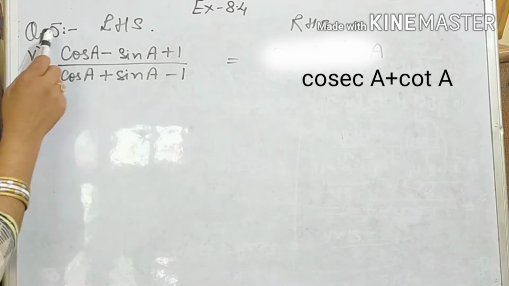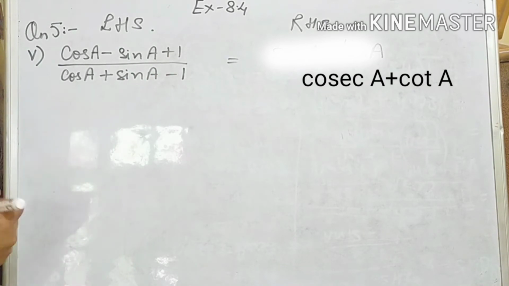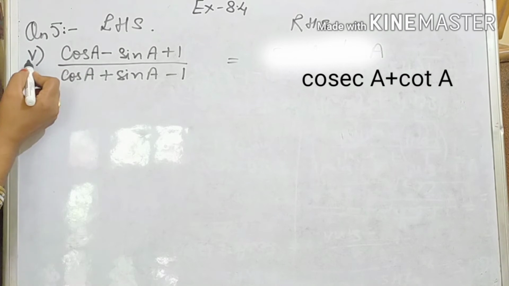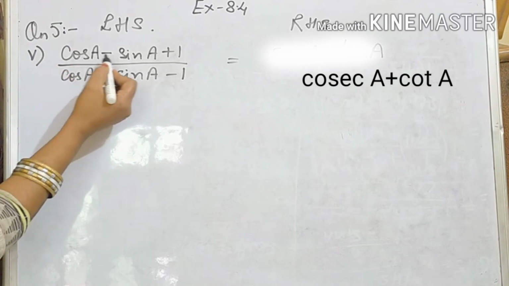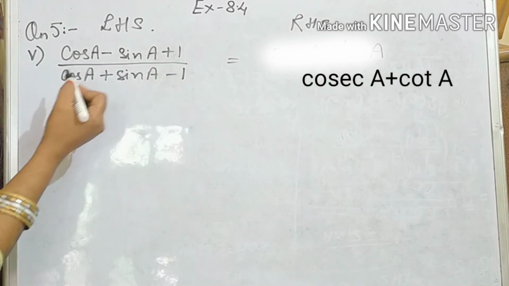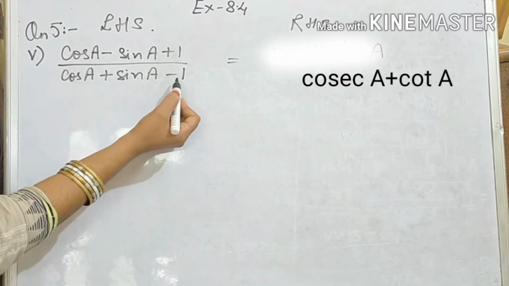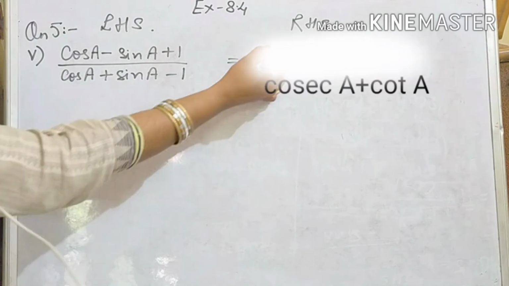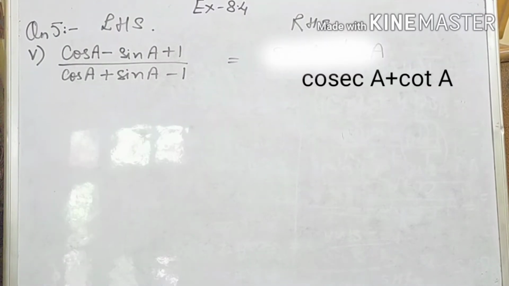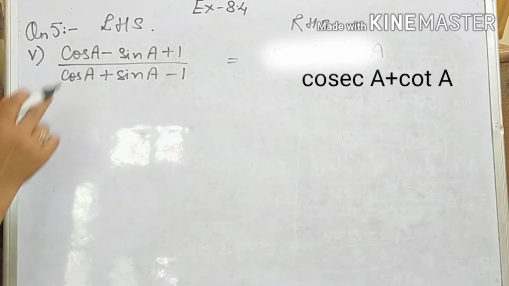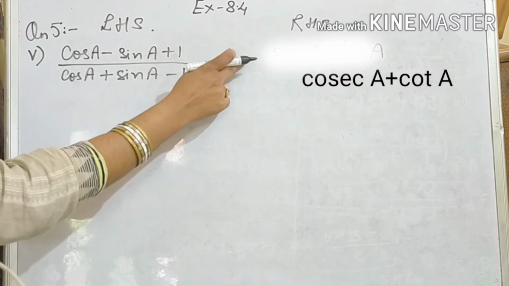Exercise 8.4, question number 5. In this question, we have to show that this fifth part: (cos A minus sin A plus 1) upon (cos A plus sin A minus 1) is equal to cosec A plus cot A. We have to prove this identity. For proving this identity, I am taking the LHS now.